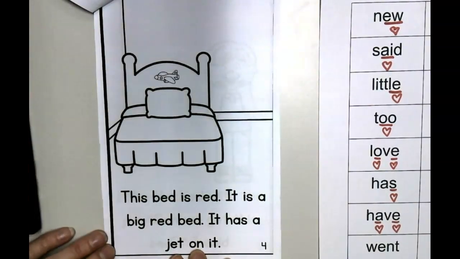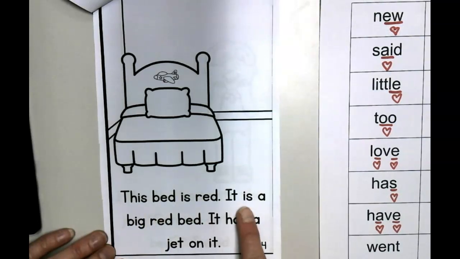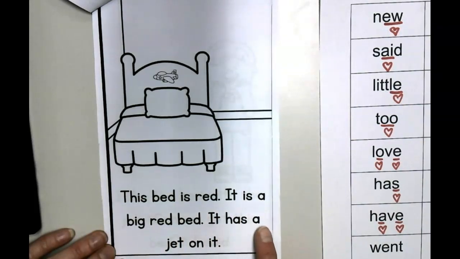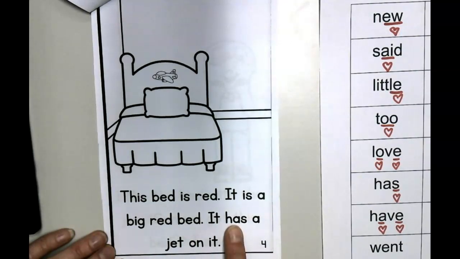On this page, there is one sight word. Look for it now. This bed is red. It is a big red bed. It has a jet on it. Say the sight word you found. That's right, has.